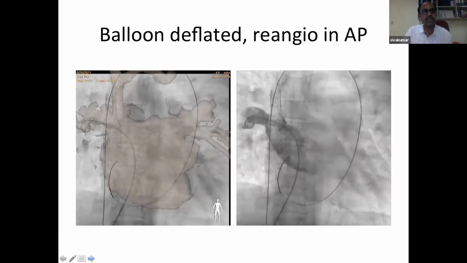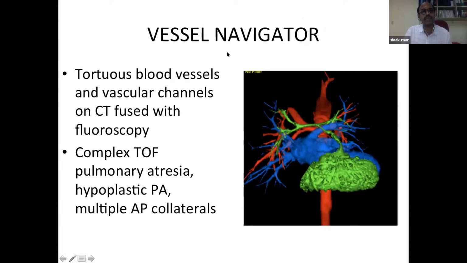The next one, vessel navigator. Whenever there are very tortuous blood vessels and tortuous vascular channels, these can be fused on fluoroscopy. I'll take up an example. A complex tetralogy pulmonary atresia where there is a ridiculously small right ventricular outflow tract, less than 1 millimeter main pulmonary artery with 1.5 millimeter branch pulmonary arteries with multiple epicollaterals.